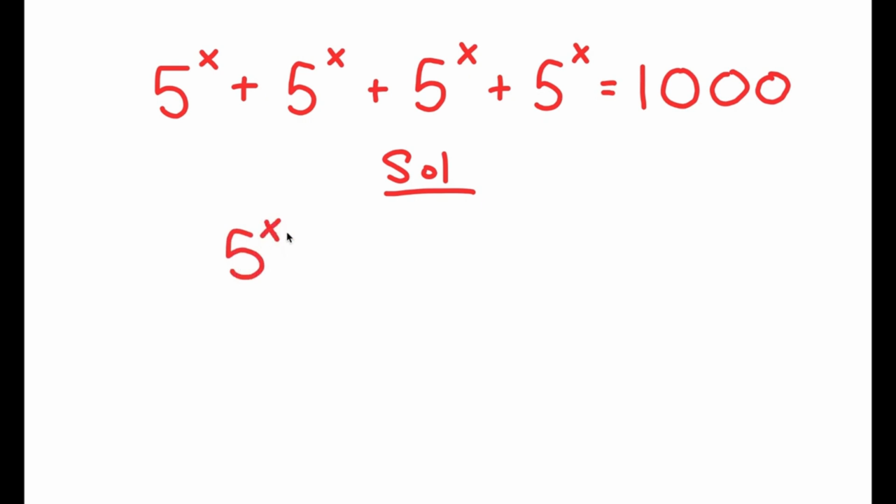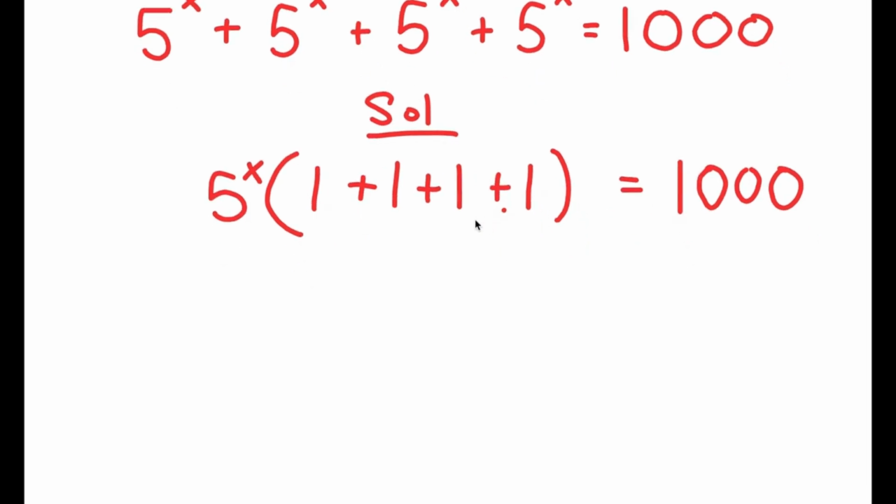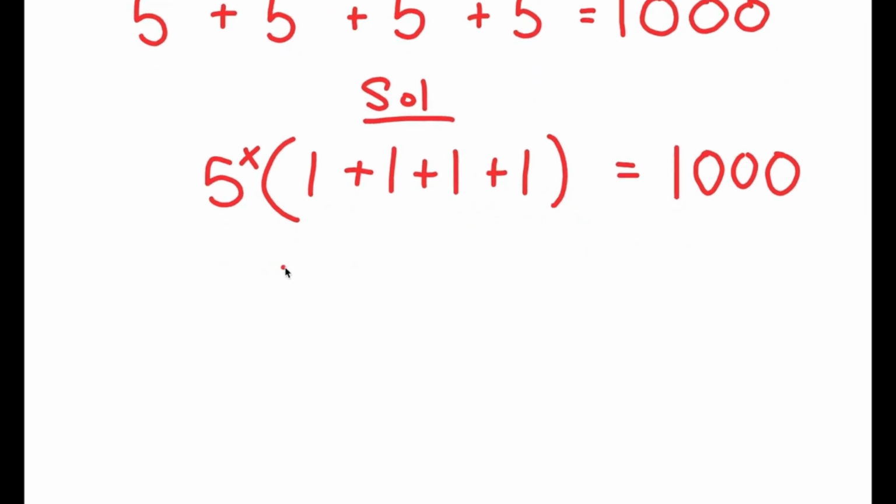So I get 5 to the power of x times, well, 5 to the power of x divided by 5 to the power of x is simply 1, so I get 1 plus 1 plus 1 plus 1 is equal to 1,000. And now 1 plus 1 plus 1 plus 1 is 4, so I get 5 to the power of x times 4 is equal to 1,000.